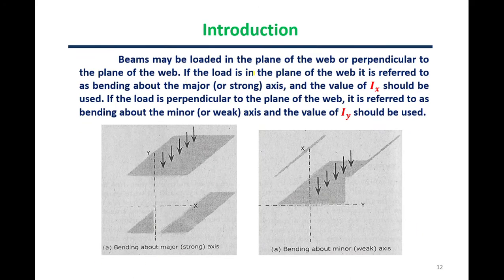Beams may be loaded in the plane of the web or perpendicular to the plane of the web. If the load is in the plane of the web, it is referred to as bending about the major or strong axis, so the value of Ix should be used. If the load is perpendicular to the plane of the web, it is referred to as bending about the minor or weak axis, and the value we use is Iy.